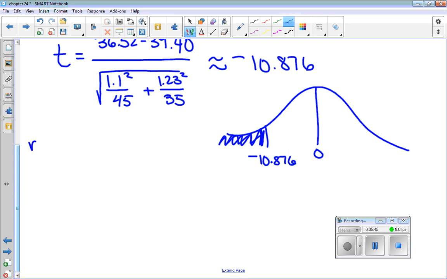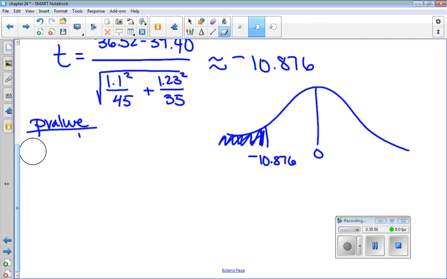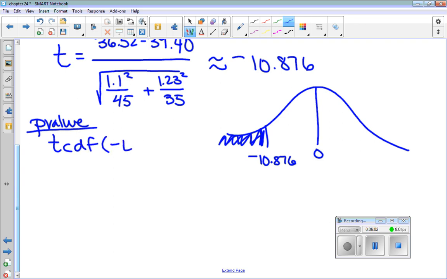Normal CDF, okay? I'm going to find my p-value. Oh, yeah, not normal, t, right? Exactly right. It's t CDF because we're looking at t distributions. We're going to have negative E99 as the left bound. I'm going to write it underneath because I'm going to run into over here. Negative 10.876 is the right bound. And what is the degree of freedom? Look at what the calculator gave me when I did the test. Which one would we have probably used? The largest sample size minus 1, right? So 44.